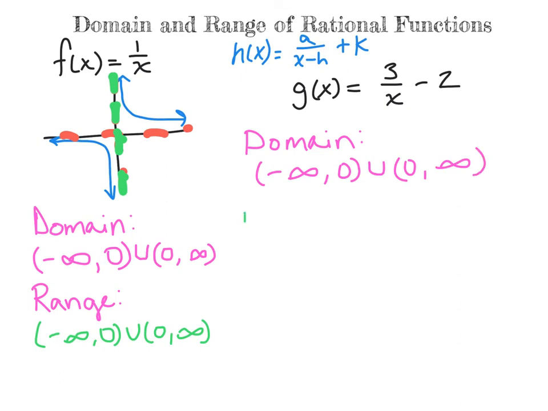My range, and this is where that function, where does it shift up or down? Here I can see this function shifted down 2 units because we have that minus 2. So here at the parent function, everything was here at 0, so if I shift down 2 units, my range is going to change to have a jump at negative 2. So we can say our range is from negative infinity to negative 2 or negative 2 to infinity.